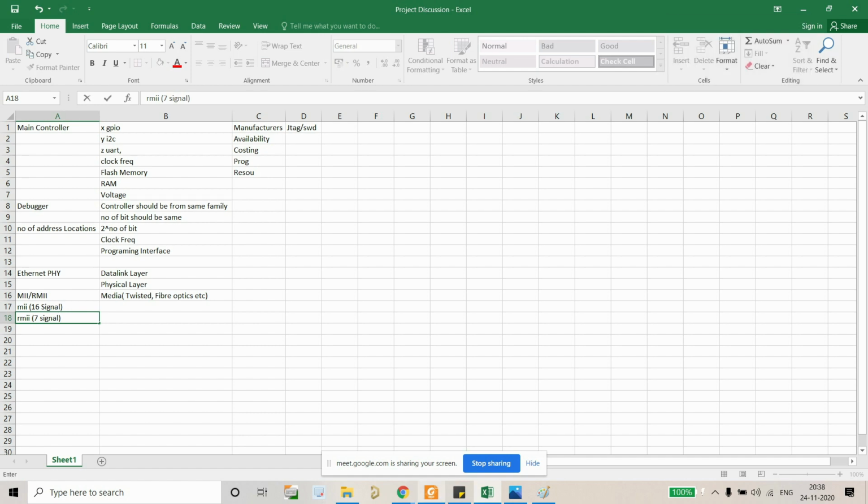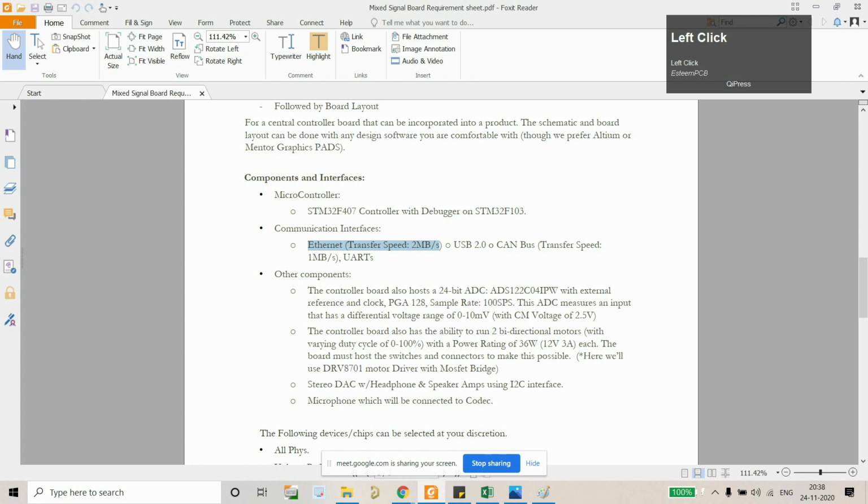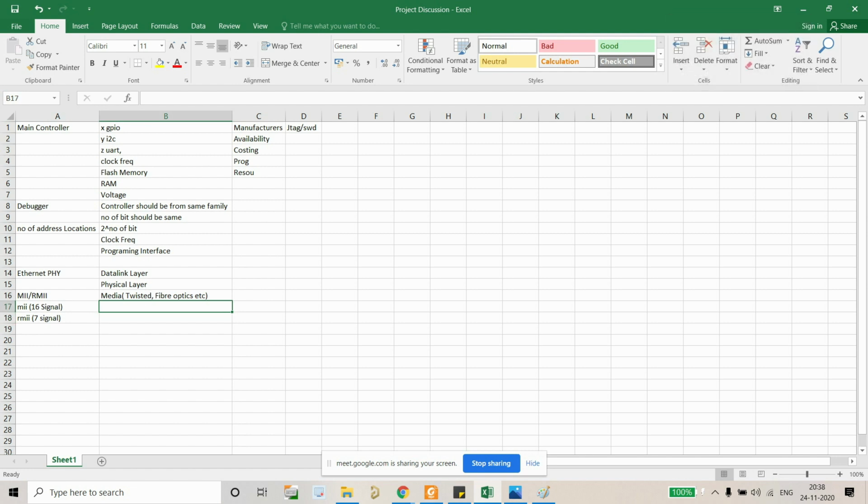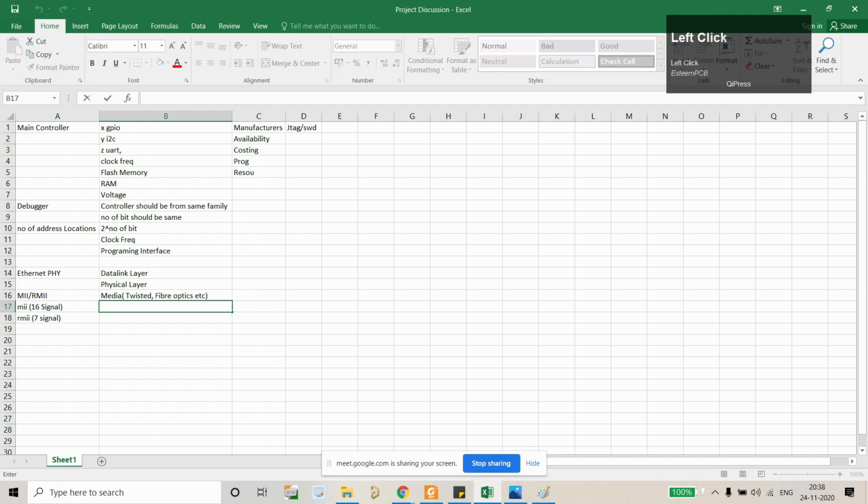So if you again open the requirement sheet, here you can see our requirement is 2 megabytes per second, right? So that means how many megabits per second, it will be 16, right? So our requirement is really small, and we will see under the MII we are able to transfer 100 megabits per second.